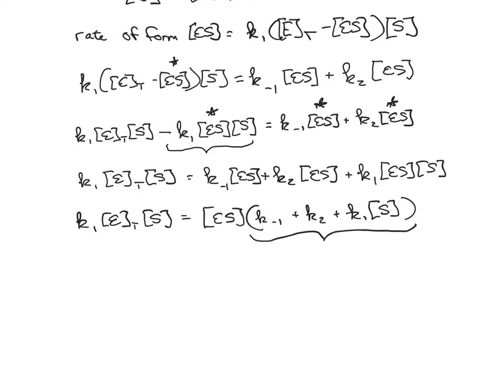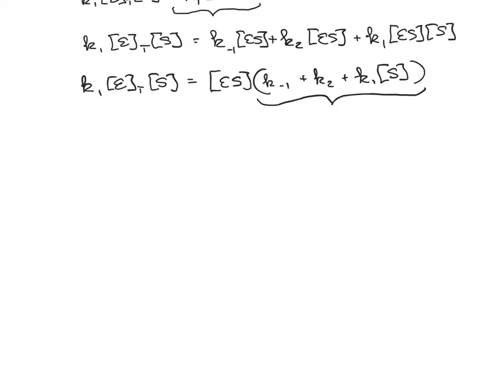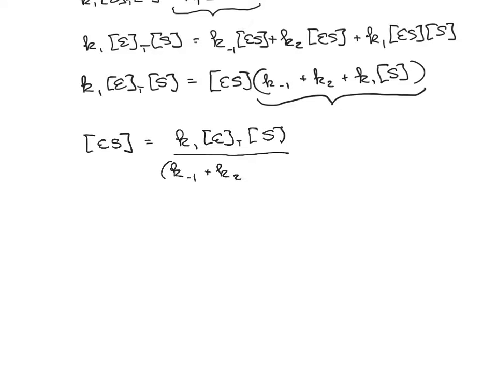If I want ES by itself, I need to divide both sides by this term. And honestly, I want ES on the left because that's how we're used to thinking of things, right? So I'm going to divide both sides by this term, and then I'm going to turn the equation around. So hopefully I can do that in one step without throwing anybody. So the numerator is going to be K1 ET S over the term I'm dividing by there, K negative 1 plus K2 plus K1S. So that's looking pretty good.